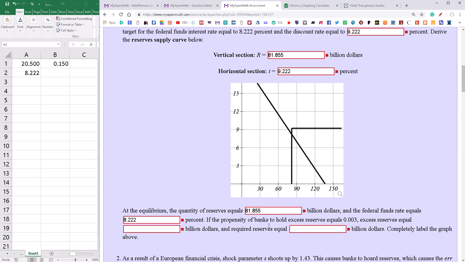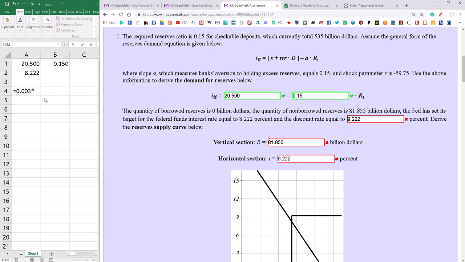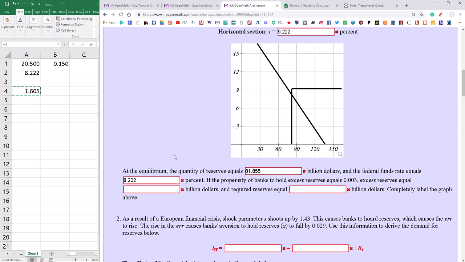If the propensity of banks to hold excess reserves equals 0.003, excess reserves equals what? Well, 0.003. That's the excess reserves ratio, or the propensity for banks to hold excess reserves. We're going to multiply that by the total demand deposits, which is $535 billion. So this is the quantity of excess reserves.